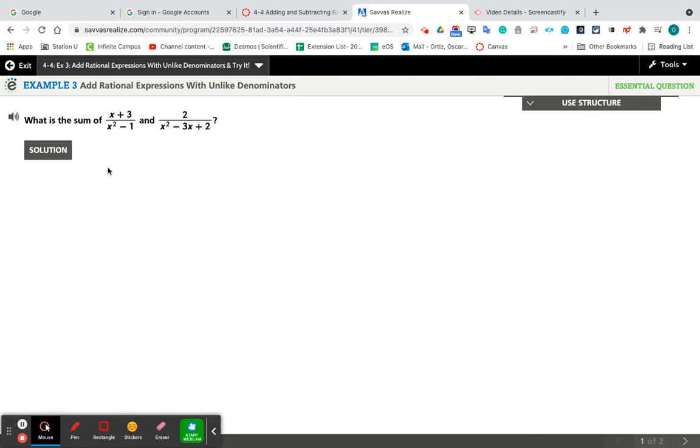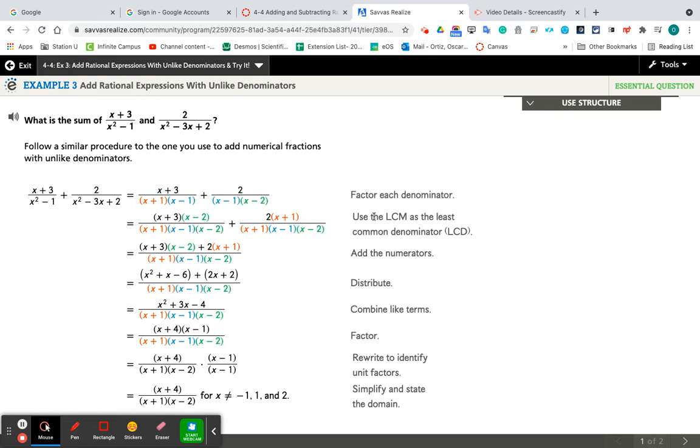In this example 3, we'll see how to add rational expressions with unlike denominators. So we'll see how finding the LCD will be useful. First of all, you factor each denominator. You're trying to find the LCM, or least common multiple, between the denominators. That is also called the least common denominator. This is actually the way that it shows up as the menu in your TI-84 calculator, LCD.